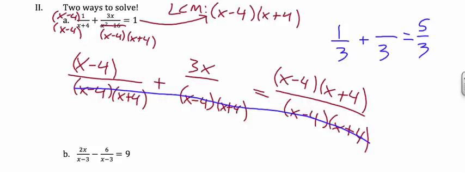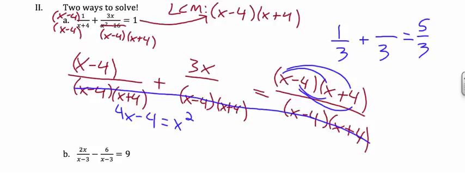On the left side, I've got x minus 4 plus 3x. That reduces to 4x minus 4. On the other side, I've got x minus 4 times x plus 4. If I multiply that all out, if I FOIL, I get x squared minus 16. My middle terms will drop out. As soon as you see quadratic, you should know that you've got a couple different ways of solving here. I'm going to erase a lot of this stuff that I've got so far so I've got more room to work with.